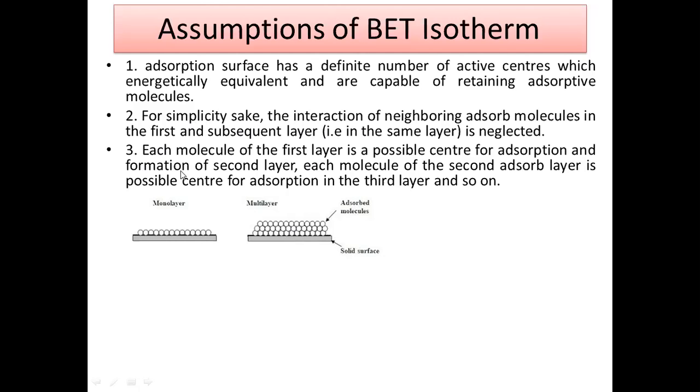The third assumption is that each molecule of the first layer is a possible center for adsorption and formation of the second layer. And of course, each molecule of the second layer will be a possible center for adsorption of the third layer, and this will go on. The second layer will only be adsorbed if the first layer provides the active center for it, and the third layer will only be adsorbed if the second layer provides a sufficient active center for the third layer.